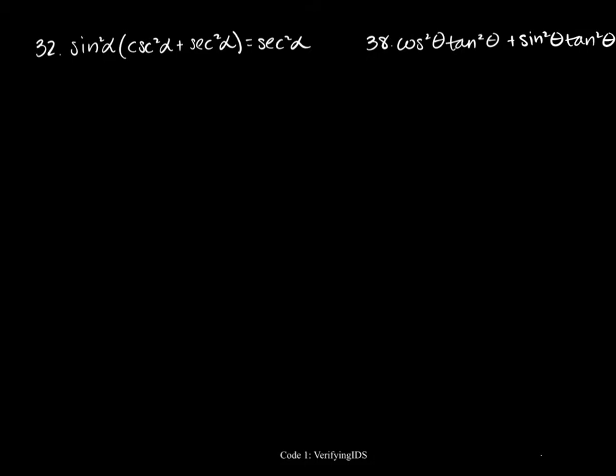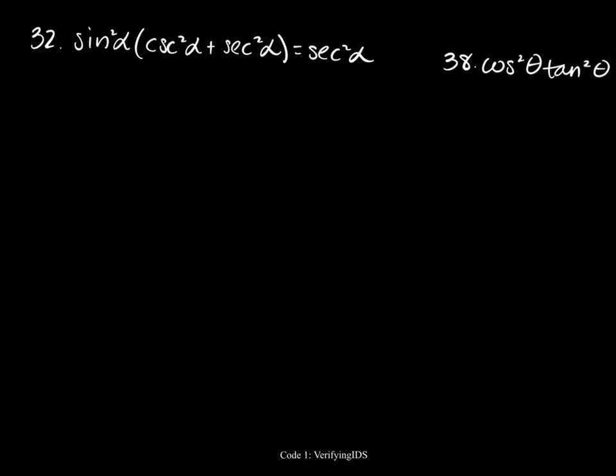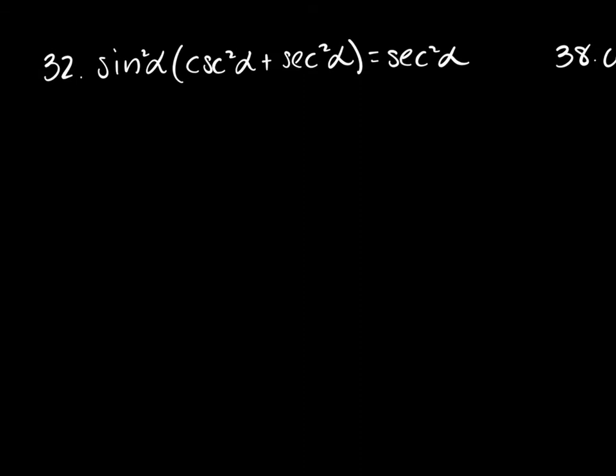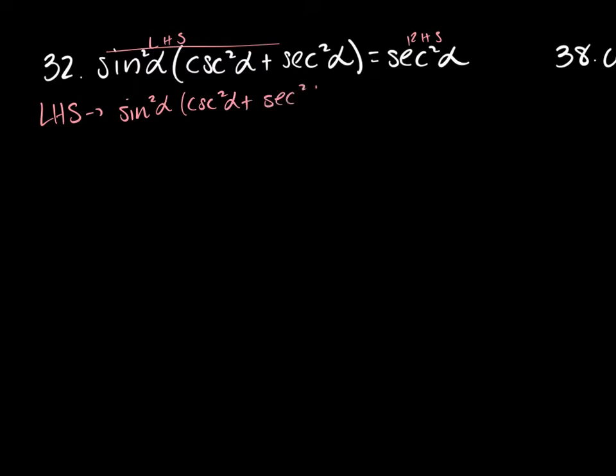We'll start off by looking at number 32. Okay, it says sine squared alpha times cosecant squared alpha plus secant squared alpha is equal to secant squared alpha. So we have our left-hand side, it's right here, and our right-hand side. And we need to work our way to one side or the other by getting the identity the same on both sides. So I'm going to start with the left-hand side. So I'm going to copy that back down. And the reason why I'm going to start with the left-hand side is because it's the more complicated side. From here, I want to figure out a way to get to the right-hand side.